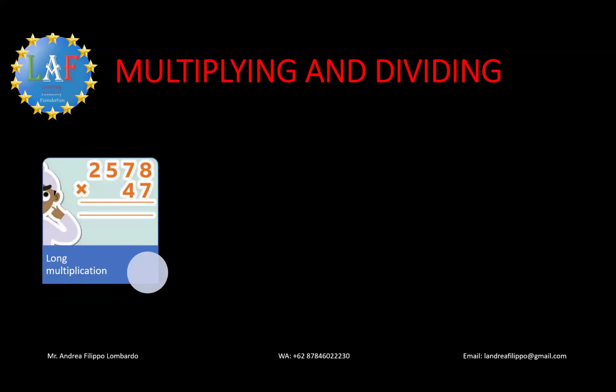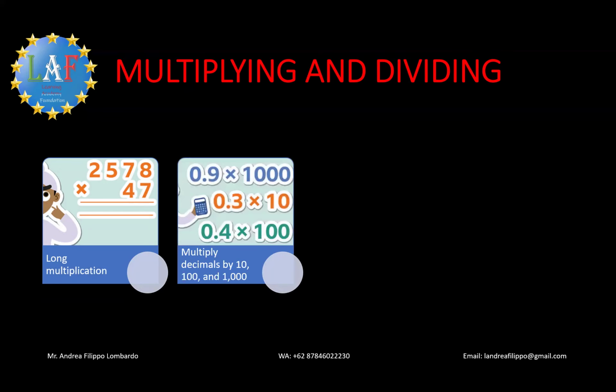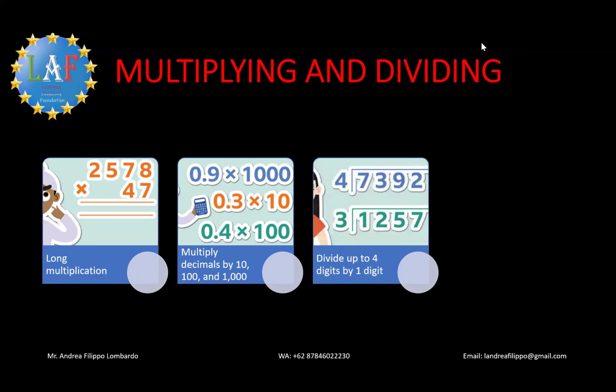The next section will be about multiplying and dividing, where the students will learn how to multiply using the formal method up to 4 digits by 2 digits. They will learn how to break down a calculation. They will learn how to multiply decimals by 10, 100, and 1000 using a place value chart, and how to break down a calculation when dividing a 4-digit number by a 1-digit number.